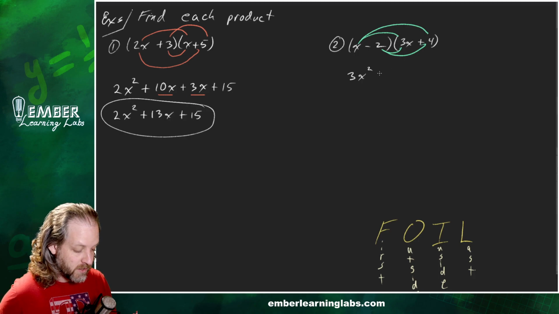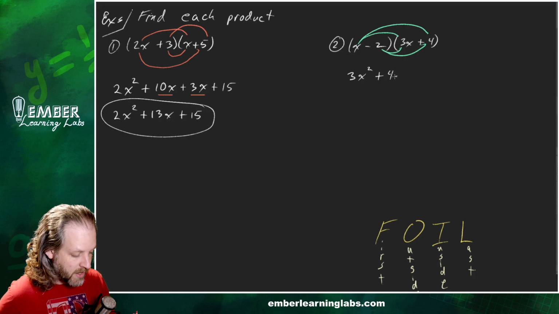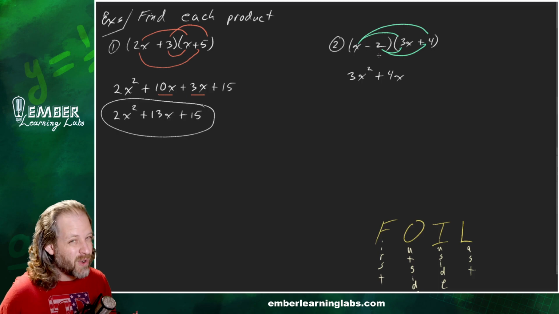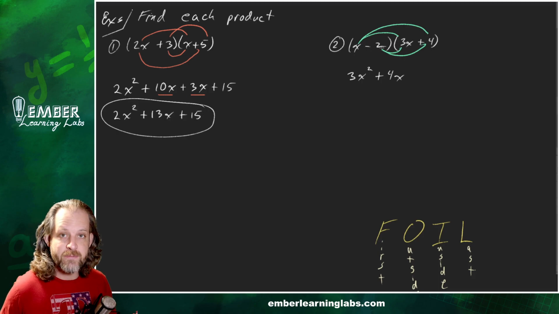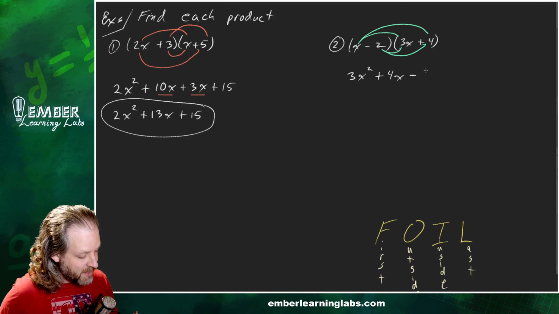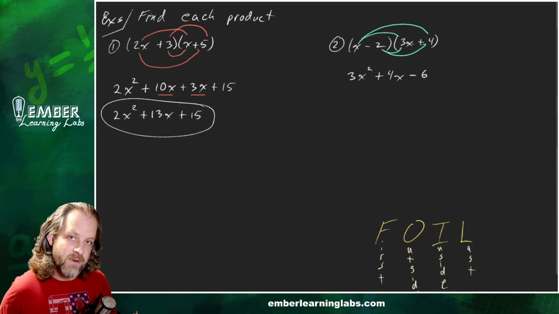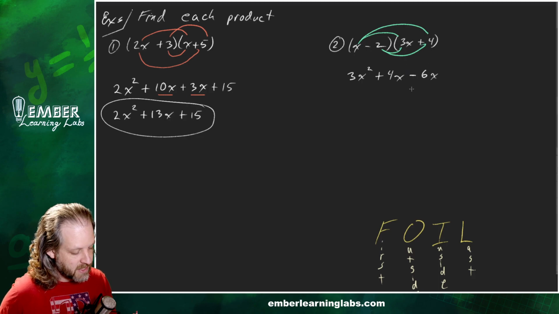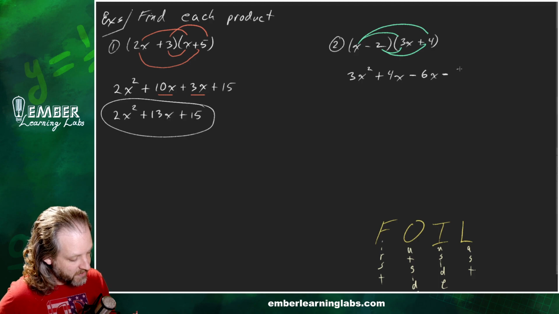X times 4 is 4x, so plus 4x. Now this one we've got negative 2. Watch those signs. That's an easy place to make a mistake, right? So negative 2 times 3x is negative 6x, because negative 2 times 3 is negative 6, and x, because of that x right there. And then negative 2 times 4 is negative 8.